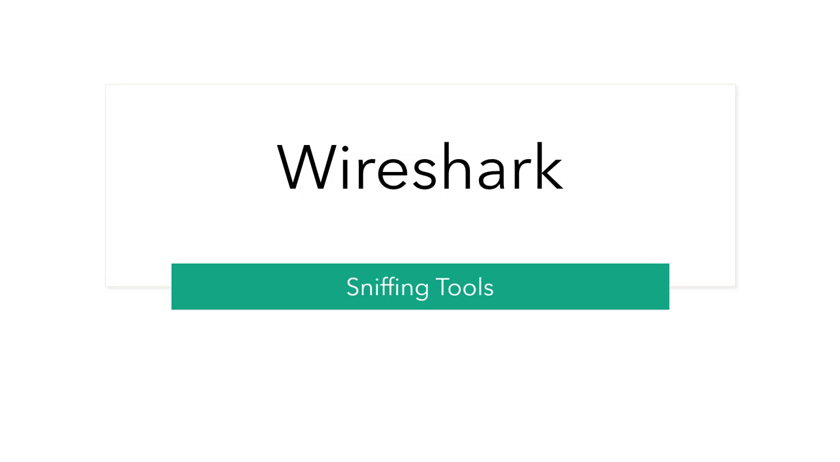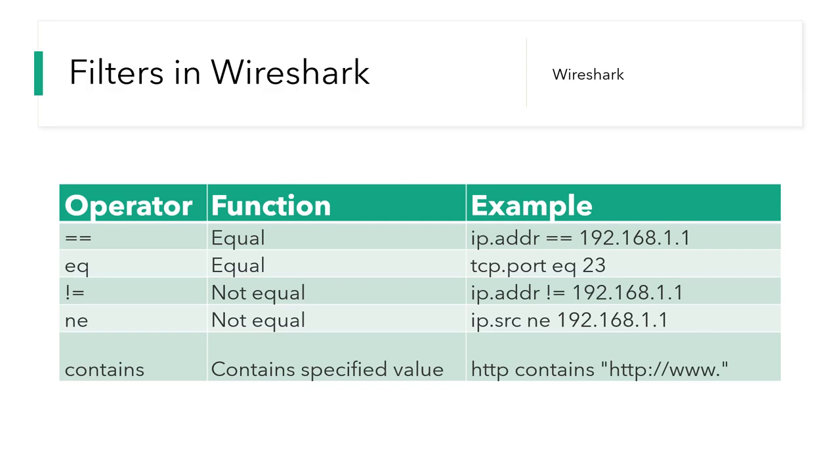Wireshark is one of the most popular, widely used network protocol analyzer tools across the commercial, government, nonprofit, and educational space. It is a free, open-source tool available for Windows, Linux, Mac, BSD, Solaris, and other platforms natively. Wireshark also offers a terminal version called TShark. The following are filters of Wireshark to filter various types of output: equal, either equal sign or eq, or not equals, bang equals or ne, or contains.